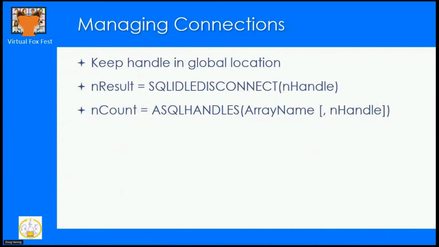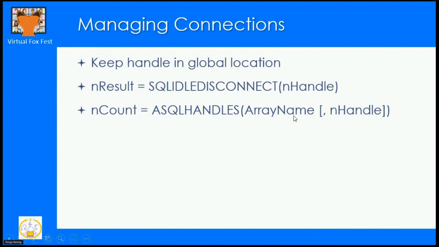Now, there's this interesting function called SQL idle disconnect. If I recall, this was added in VFP9. I could be wrong about that, but I think it was. What SQL idle disconnect does is disconnect from the data source, but it's almost like connection pooling internal to VFP. It disconnects from the data source, but it keeps that handle, that connection, available. So the next time you issue a query against it, it reconnects to that data source automatically. There's also another function called ASQLHandles that will fill an array with the handles that are currently open.